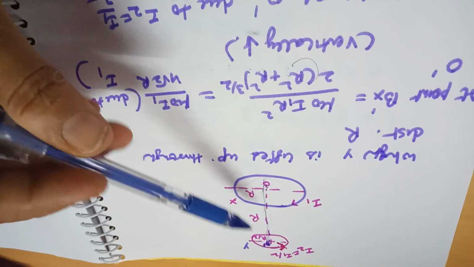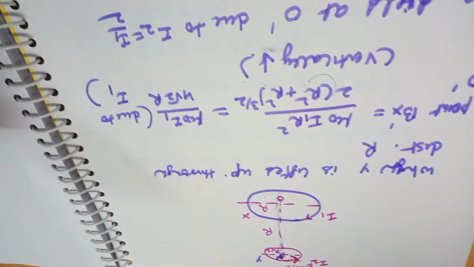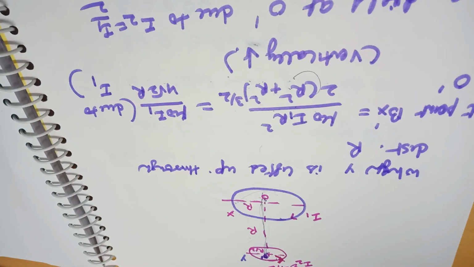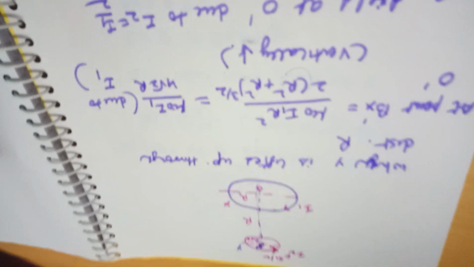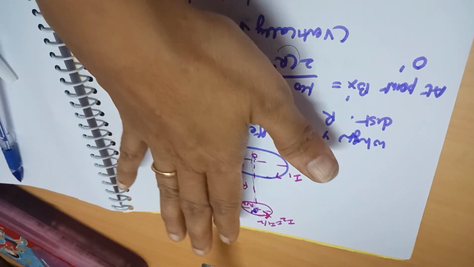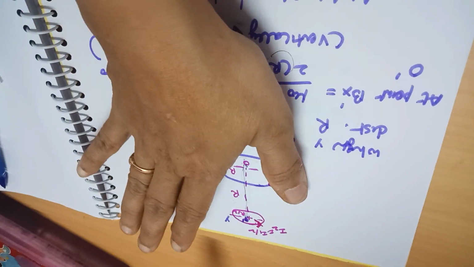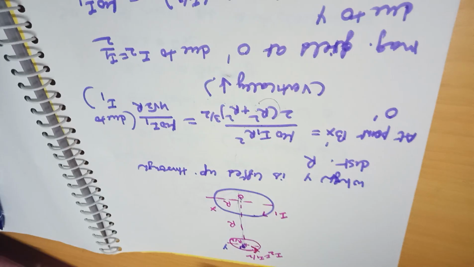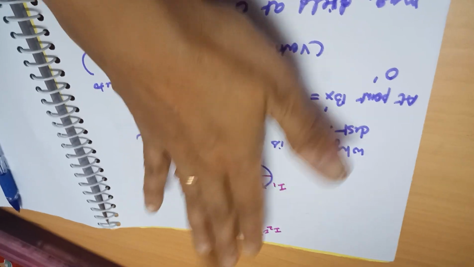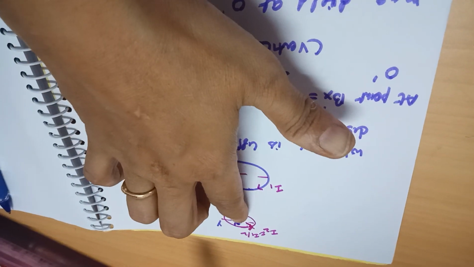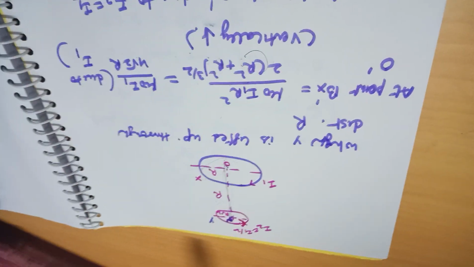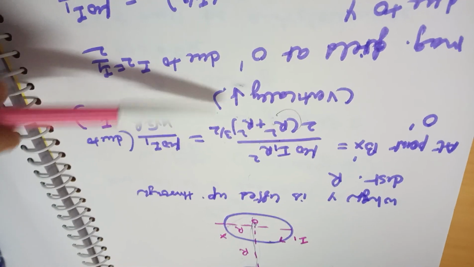What will be the direction? The direction at this point due to I1 you will get by the right hand palm rule. This is the direction of the current and this is the finger. So at this point, what will be the direction of the magnetic field? Vertically downward. See, this is the palm rule. This is the direction of current here, and the finger is pointed towards O dash, and the perpendicular drawn comes out to be in the downward direction. So that is why the field will be vertically downward.